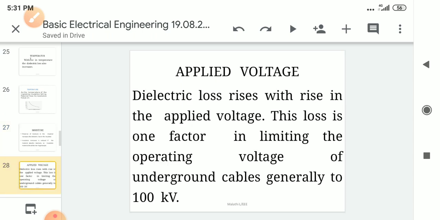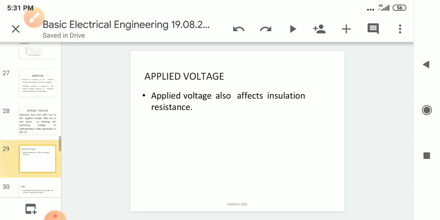After that, applied voltage. Insulation resistance decreases with the increase in applied voltage, and the losses are also high. Here dielectric losses rise with rise in applied voltage. This loss is one factor in limiting the operating voltage of underground cables also. This applied voltage also affects the insulation resistance. The insulation resistance decreases with increase in voltage.